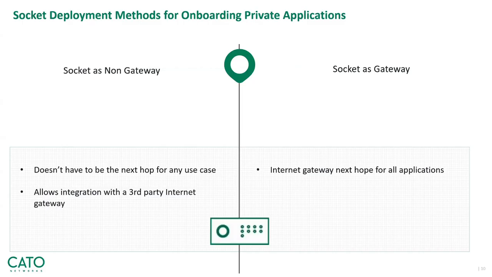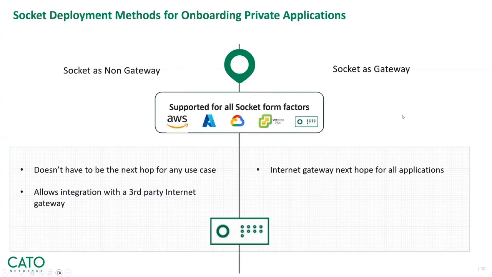Please click, Einat. Yeah. So both methods are supported for all socket form factors, whether you're deploying your vSocket from the marketplace of AWS or using a physical 1500 socket. All options are fully supported to be used either as a gateway, so all traffic will be routed to the CATO cloud, or as a non-gateway. Click.